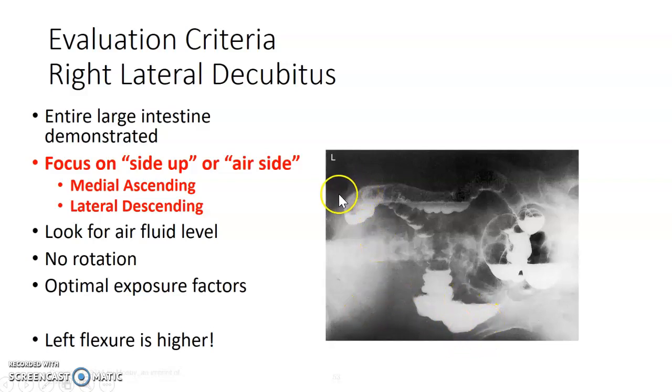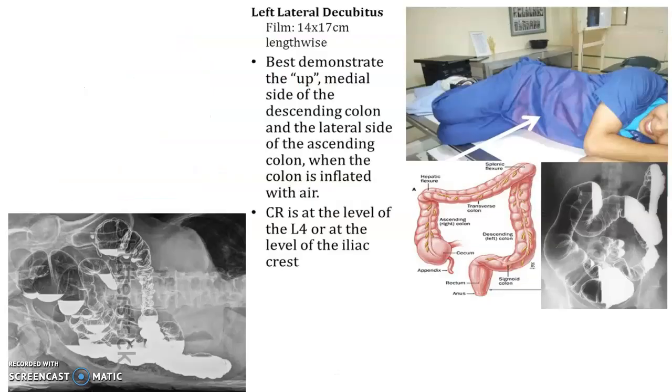Because the right side is down, how do I know that? The left flexure is always higher, right? Why is the left flexure higher? The liver sits over here, right? Kind of a bigger organ, okay? Pushes everything down. Left side up high here. So if I'm just looking at this picture, ignore that marker. I know it's a decubitus from the air fluid level. I look to my flexure. My left flexure is way up high here. I know this is a right lateral decubitus, okay?